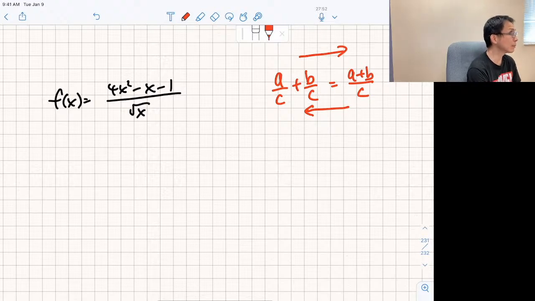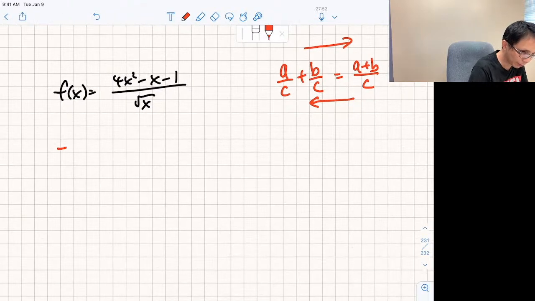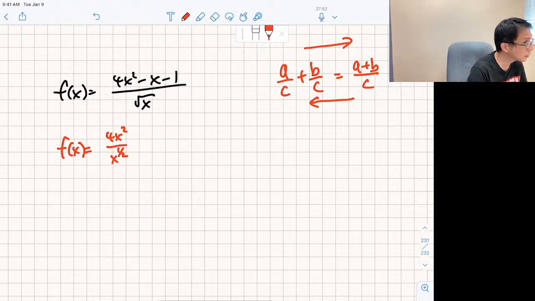So are you guys done? It should not take long with this, just a lot of algebra. My first step is always to split them, and I'll change that square root of x to x to the 1/2. Does that make sense? Minus x over x to the 1/2, minus 1 over x to the 1/2. I haven't taken a derivative yet. This is just simple algebra.